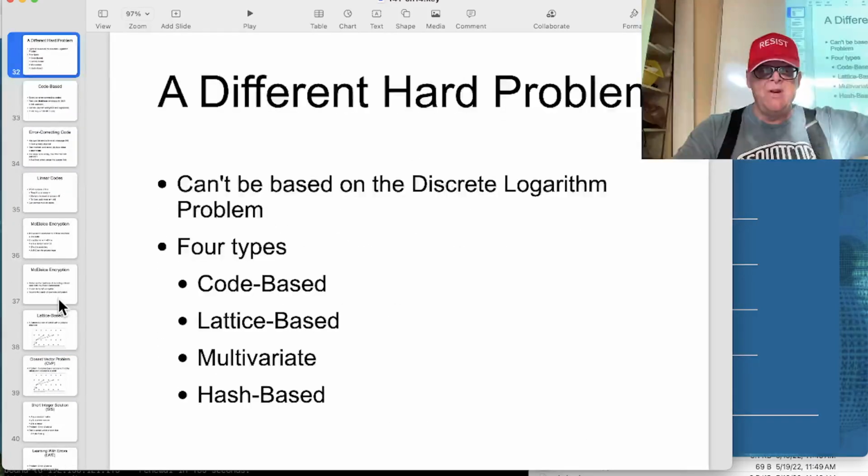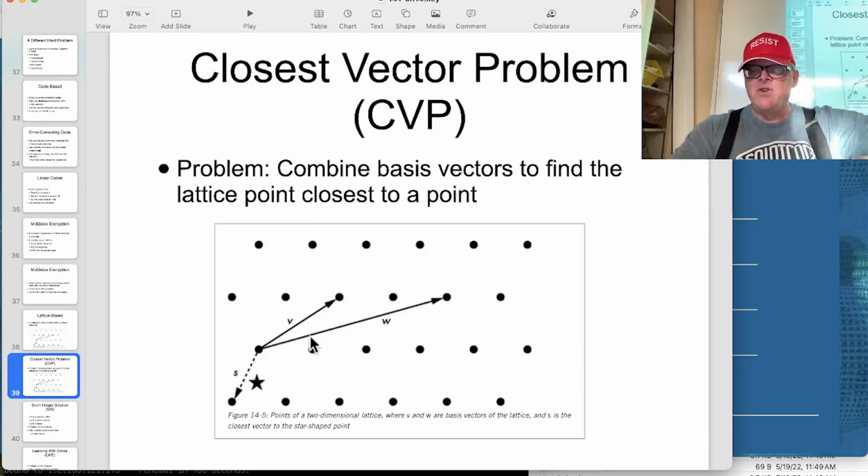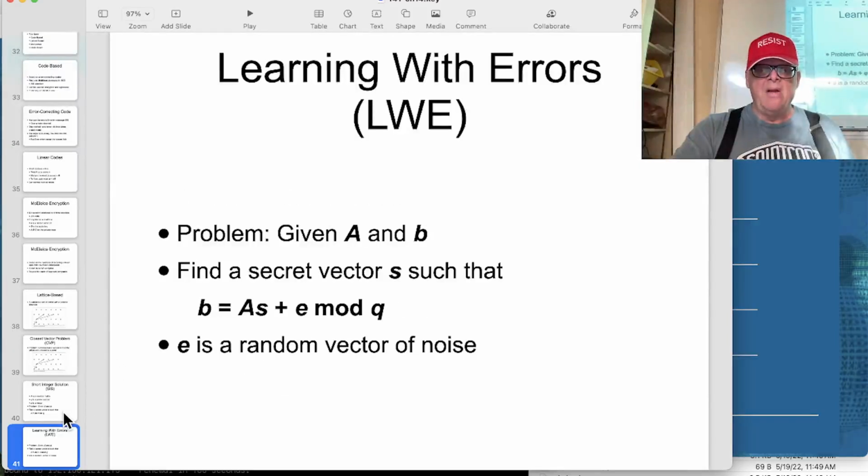Let me just go back and make sure. Yeah, the multivariate is, okay, good. All right. So this is the diagram that's easy to understand. It's easy to understand the problem here. That's what the hard problem is. All right. And so, okay.